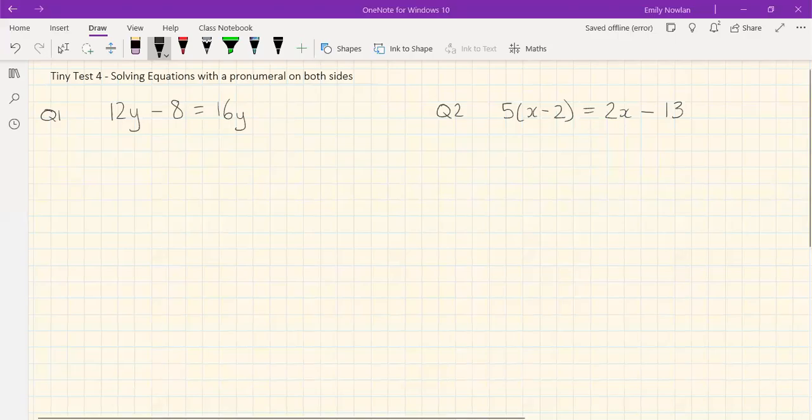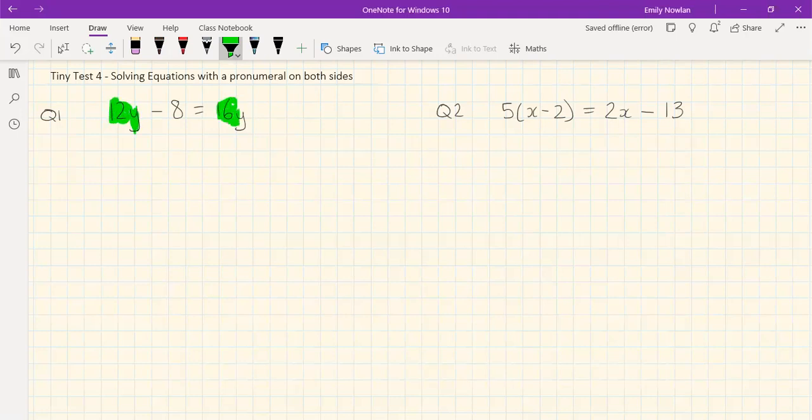Okay, tiny test of 4. We're going to solve equations when there's a pronumeral on both sides of the equal sign. So if you look here, there's a term with a pronumeral in it, and we have another one over here with a pronumeral in it. They're on either side of the equal sign.